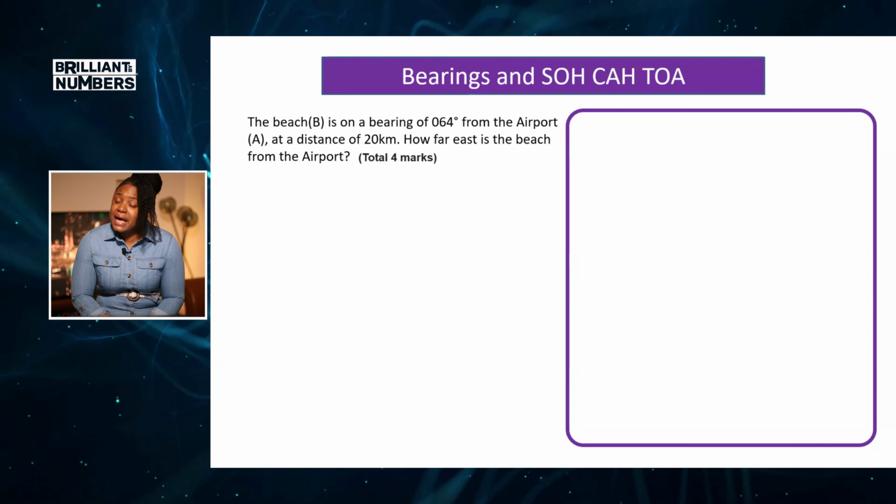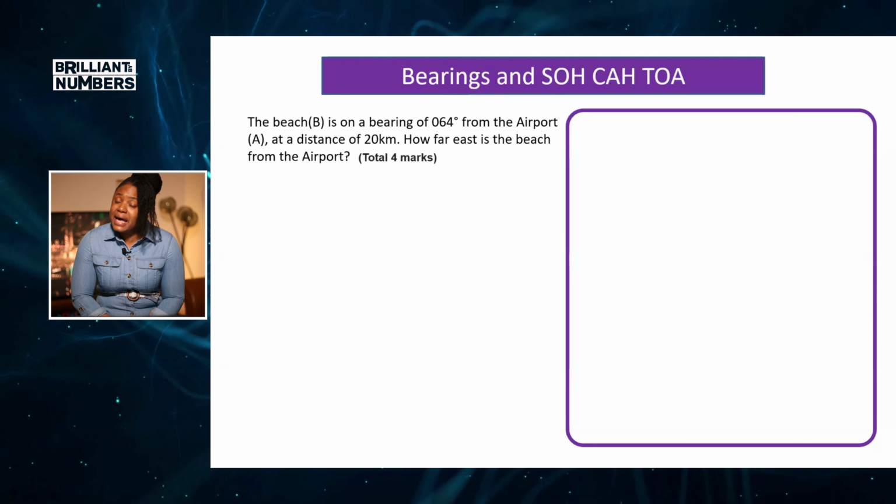Remember, we always start at from. So the question here says from the airport. So that means my reference point is the airport. So I'm going to first of all start with a point, label it A for airport, draw my north line, put that in. Now the next part says at a distance of 20 kilometers. So I will use my ruler.